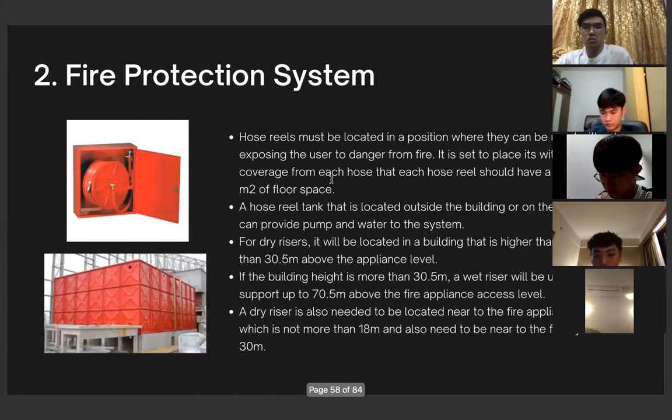Hose reels are set to be placed within 30-meter hose coverage from each hose, and each hose reel should have coverage of 800 meter cube of floor space. And a dry riser is also needed to be located near the fire appliance access route, not more than 30 meters, and also near the fire hydrant within 30 meters.